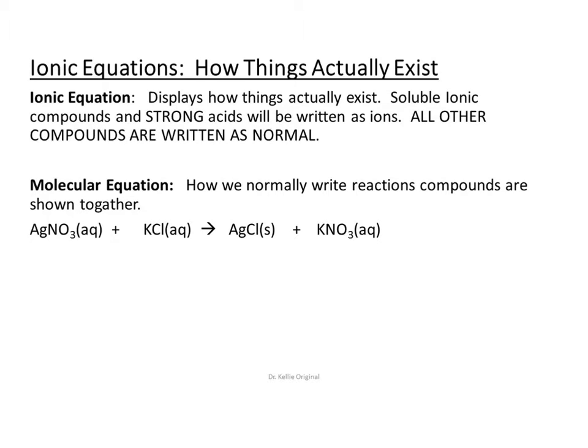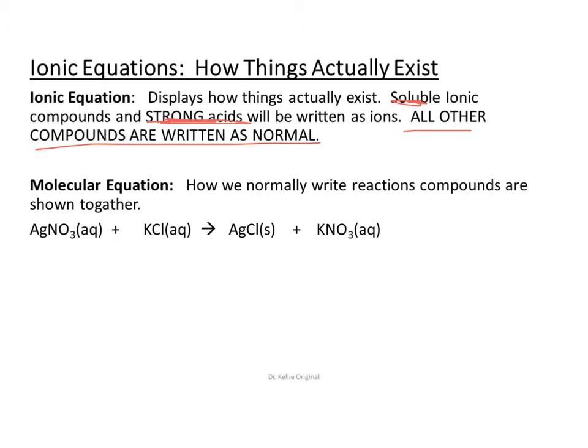The big thing is an ionic equation displays soluble ionic compounds and strong acids as ions. In an ionic equation, soluble ionic compounds and strong acids will be written as ions. I capitalize strong acids for a reason, and soluble should be capitalized as well, because if it's not a soluble ionic compound or a strong acid, then we're going to write the compounds the way they normally would.